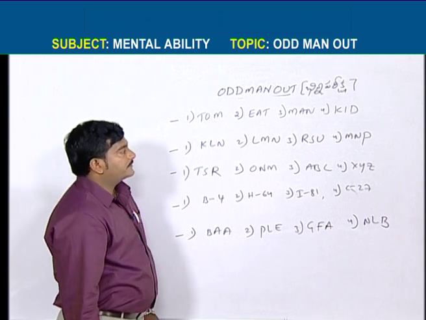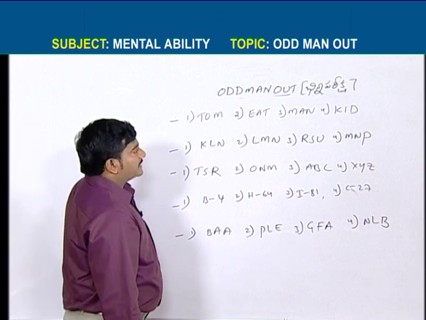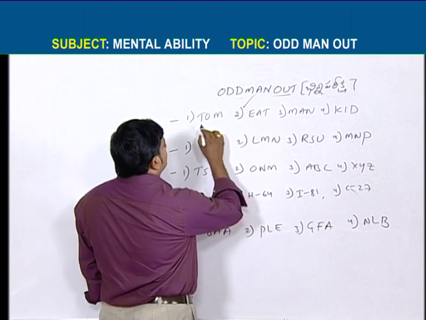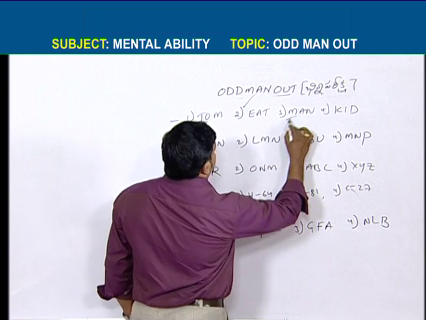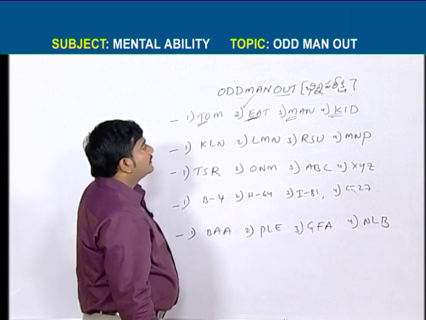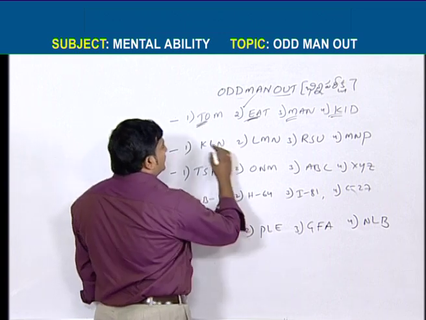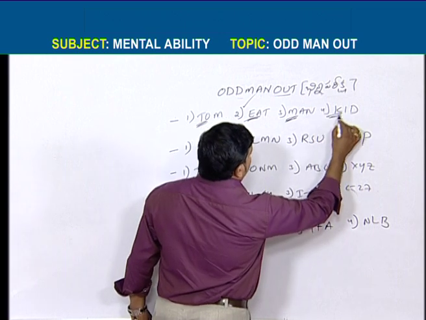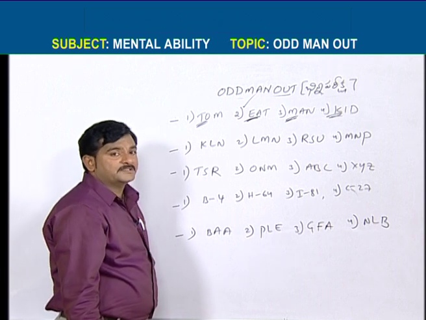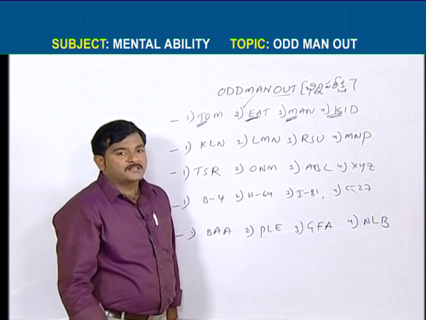These are some problems from letter odd man out. See here also you need not waste time. The answer for this question is simply 2. Why is the answer 2? Because here, starting with consonant, starting with consonant, starting with vowel. That's why the answer is the second option. In the remaining options, it is starting with consonant, but the second option is starting with vowel. That type of model is also there in odd man out.